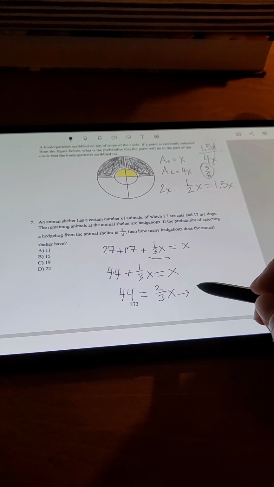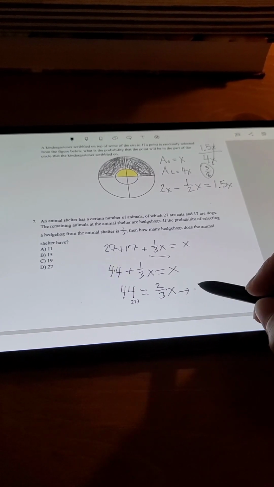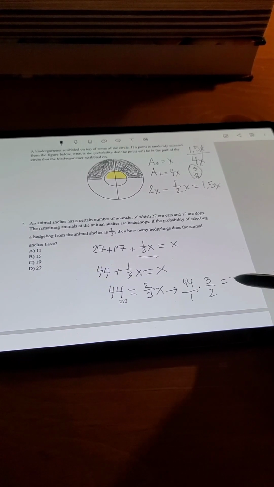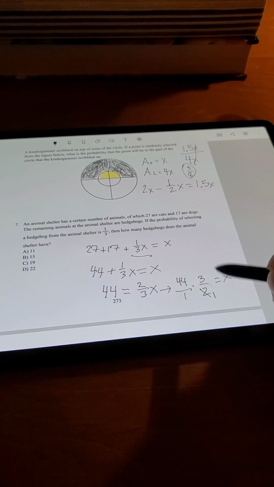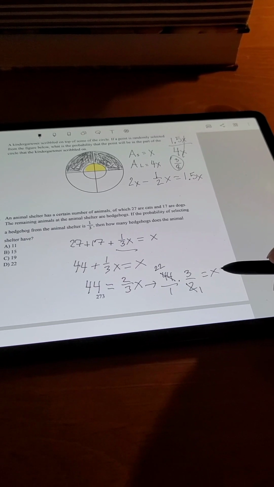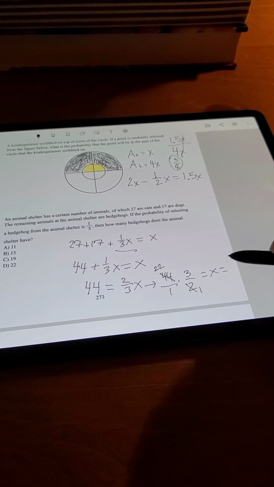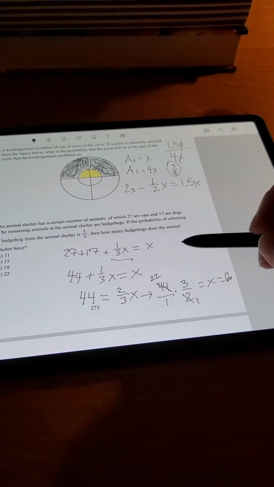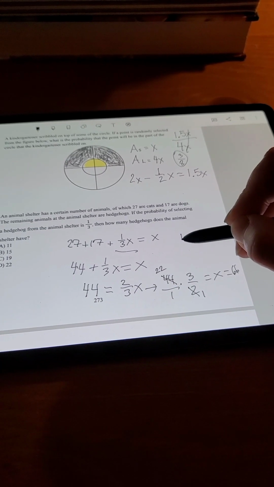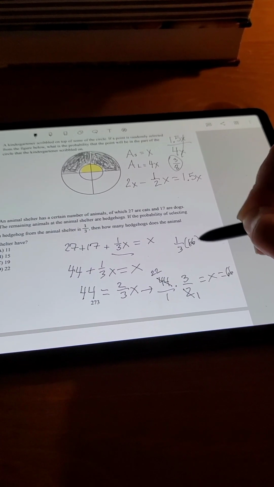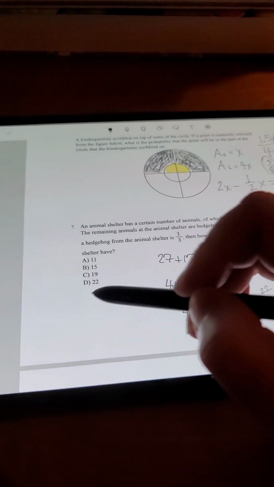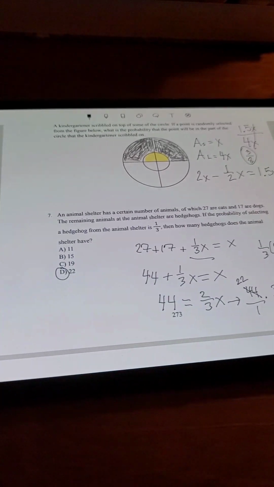So then to get X by itself, I'm going to multiply by the reciprocal on each side, multiply by 3/2 on each side. So now I have 44 over 1 times 3/2 is equal to X. 2 goes into itself 1 time, and 2 goes into 44 22 times. So now I have X is equal to, well, 22 times 3 is going to be 66. And now, remember, this is what we wanted to find, the number of hedgehogs, which is represented by this. So I need to find out what 1/3 of X is, or what 1/3 of 66 is. Well, 1/3 of 66 is just going to be 22. So D would be the correct answer.